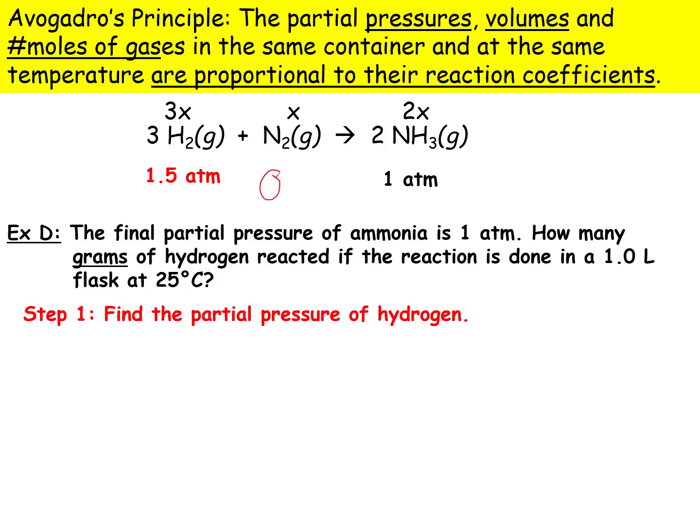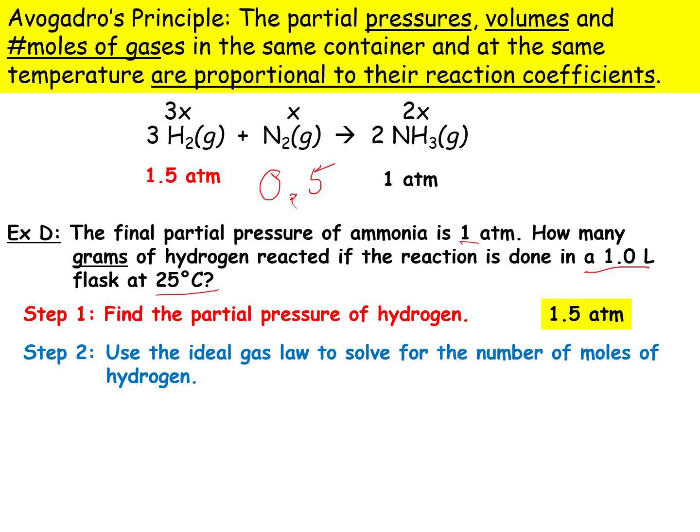So this is 0.5. So we want to get 3x, so 3 times 0.5 is 1.5. All right, so now we have the volume of the flask, and we have the temperature of the flask. So we can use the ideal gas law in order to figure out what the number of moles is. And then once you have moles, you're almost all the way to grams.